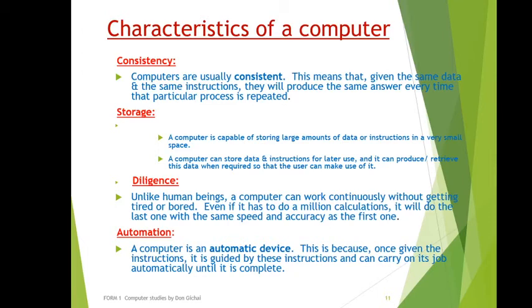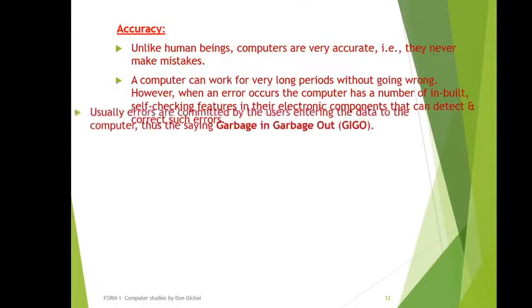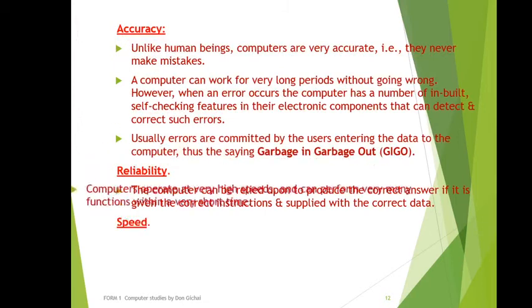Then automation. A computer is an automatic device. This is because once given the instructions, it is guided by these instructions and can carry on its job automatically until it is complete. That is self-explanatory. You don't actually need to stand there for the computer to go on and on doing something. You just tell it to do, and then you go for your own business and come for the results.